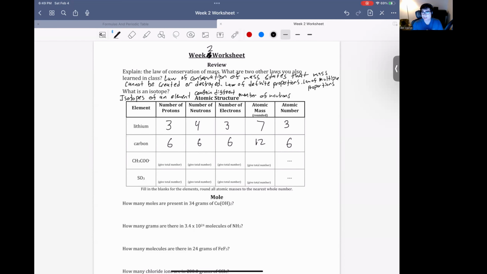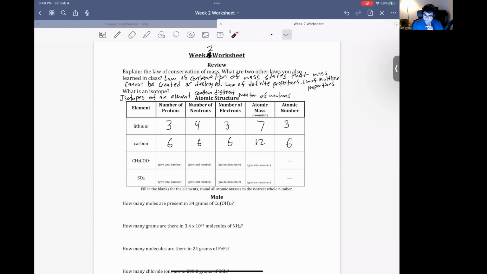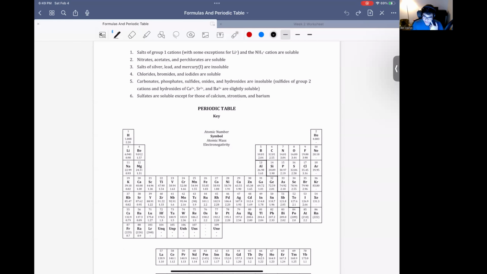All right, next we have CH3COO minus. We're not looking at the atomic number here, because it's a polyatomic, so there are multiple atoms. The way you find the number of protons is by looking at the atomic number for each of these atoms and adding them all up. One carbon has 6 protons. The other carbon has 6 protons. Hydrogen has an atomic number of 1, so 1 proton. Oxygen has an atomic number of 8, so it has 8 protons.